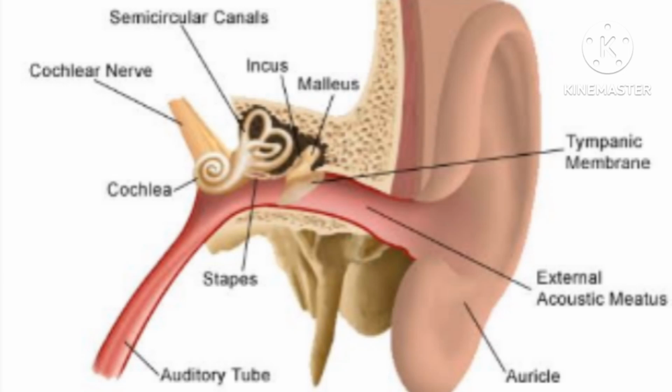Sound waves enter the outer ear and travel through a narrow passageway called the ear canal, which leads to the eardrum. The eardrum vibrates from the incoming sound waves and sends these vibrations to 3 tiny bones in the middle ear. These bones are called the malleus, incus and stapes.